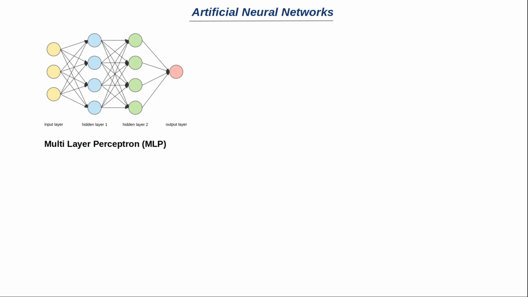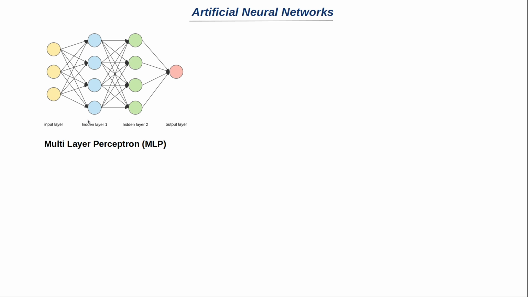So first we have the multi-layer perceptron, which is a simple artificial neural network where we don't have any convolutional layers or any other complex layers. We just have an input layer where we feed the input. We would flatten it and feed it, and then we would have hidden layers. You can have one hidden layer or two hidden layers.